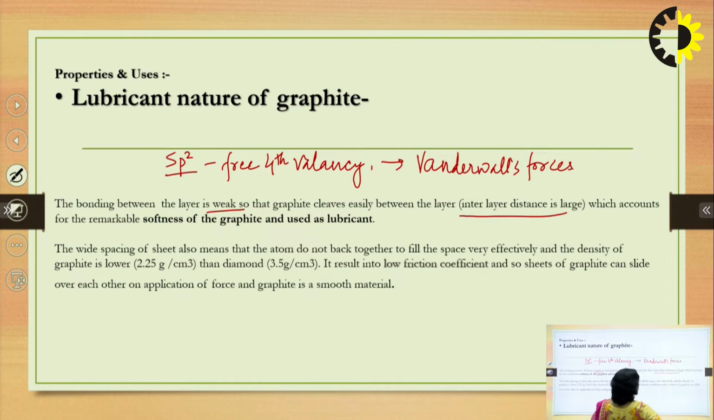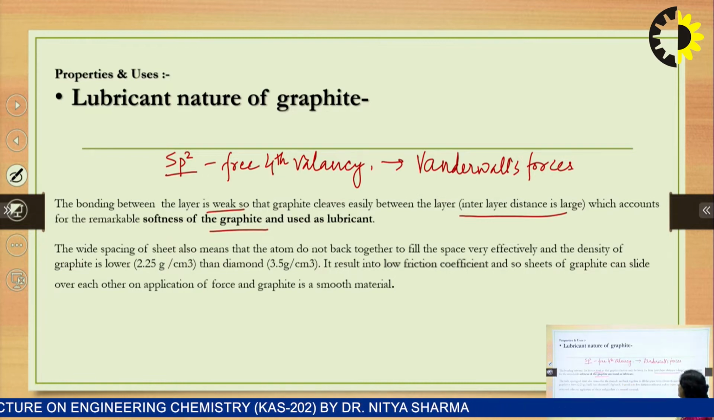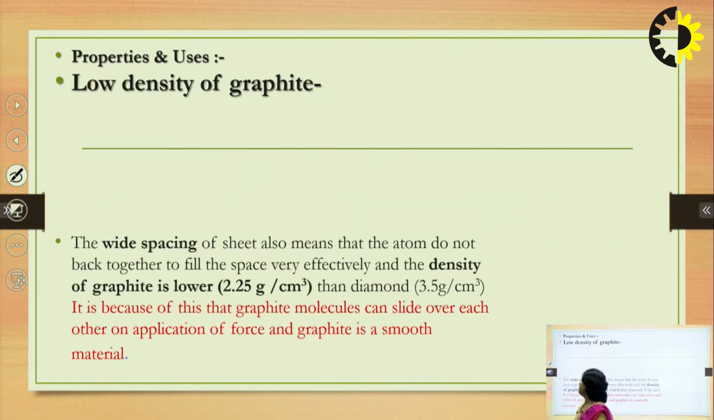Because of this large interlayer distance, there is remarkable softness of graphite, and thus it can be used as a lubricant. So there is wide spacing in this. Because of this wide spacing, the density of graphite gets lowered because of the large gap, which makes graphite a very smooth material, and thus graphite is a very effective solid lubricant. It can withstand pressure over a large range, and thus it is very important.